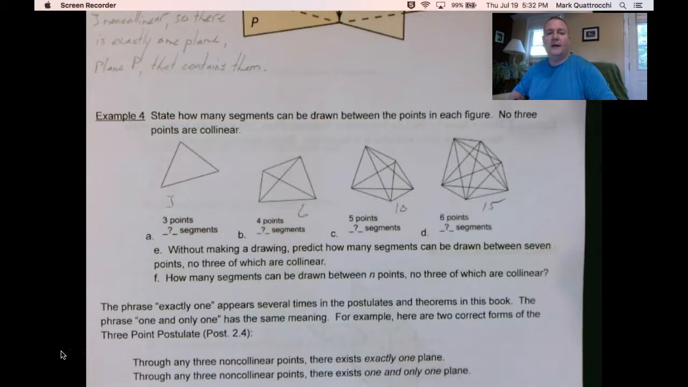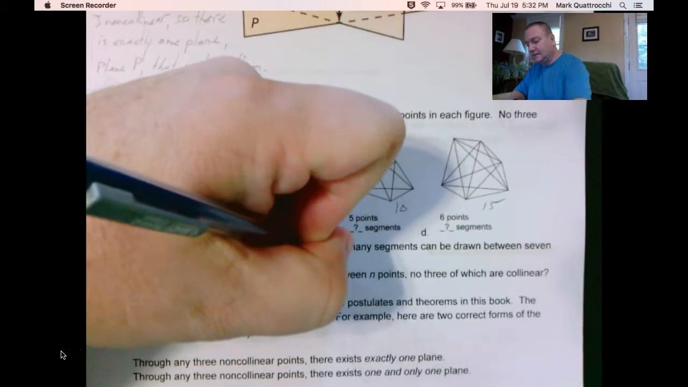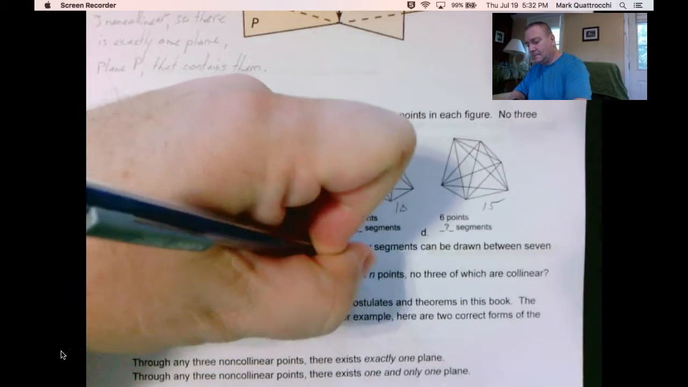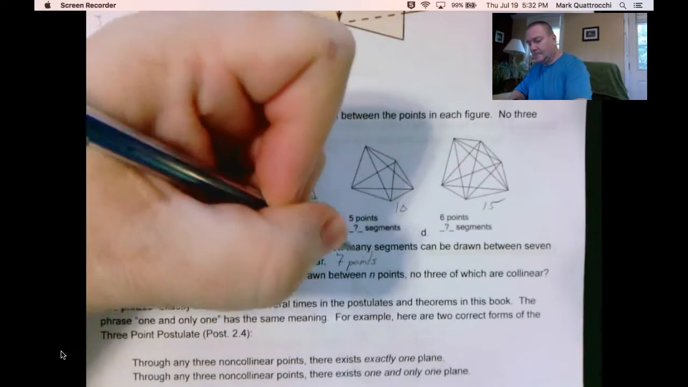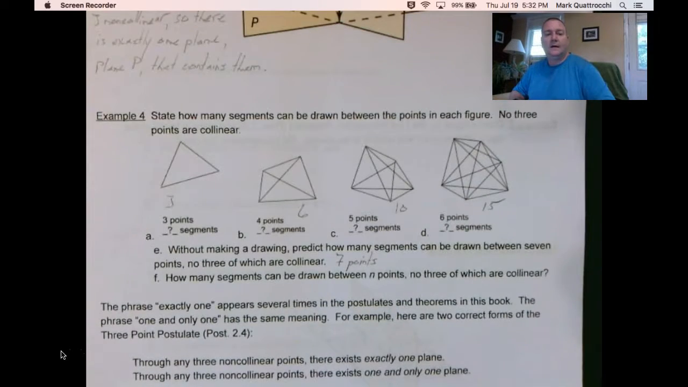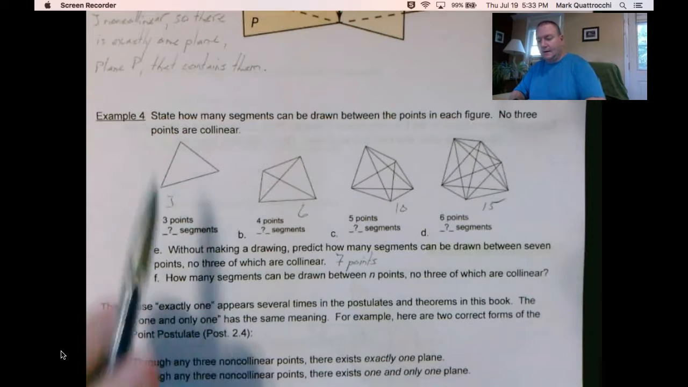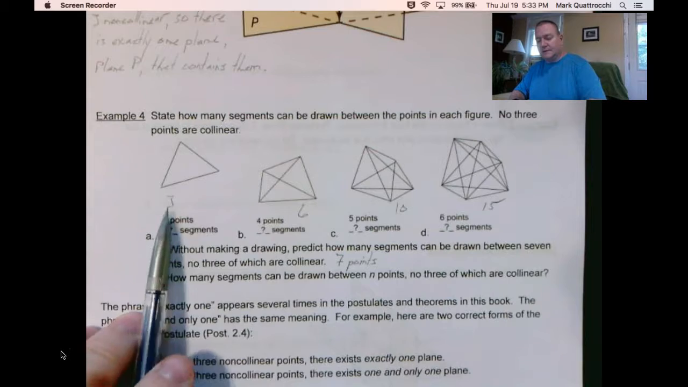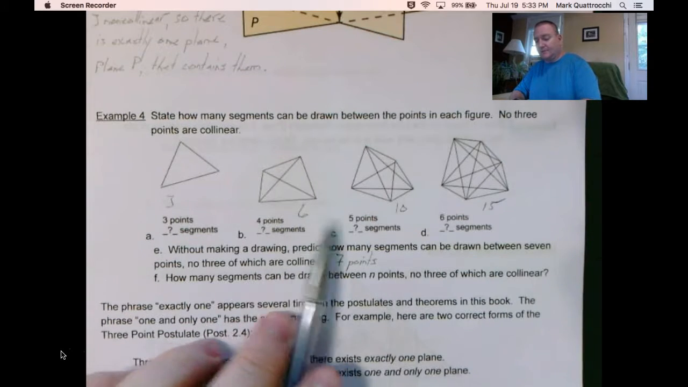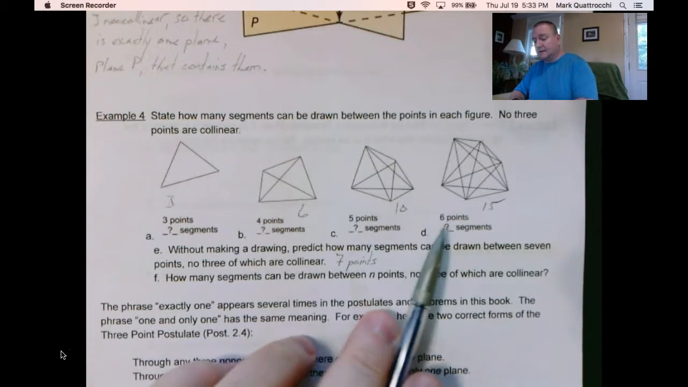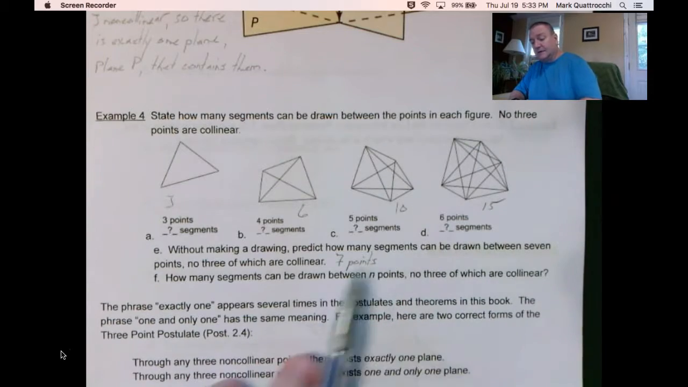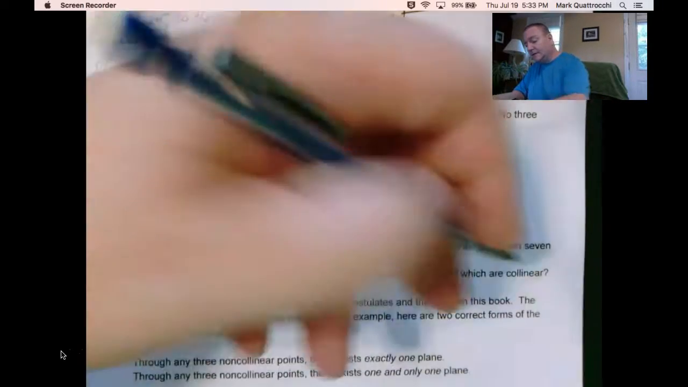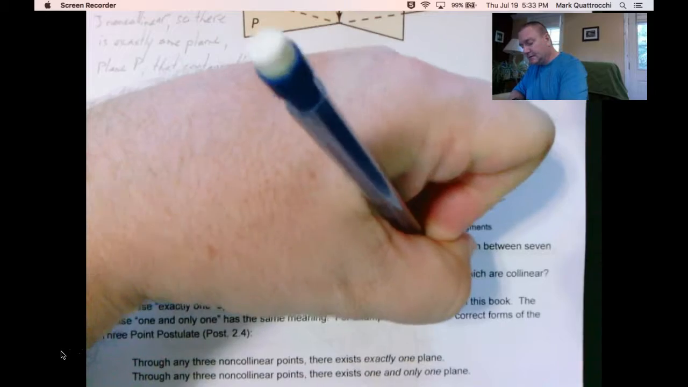Part E, without making a drawing, predict how many segments can be drawn between 7 points, no 3 of which are collinear. So if 3 points gave us 3 segments, 4 points gave us 6 segments, 5 points gave us 10 segments, 6 points gave us 15 segments, 7 points are going to give us how many segments?